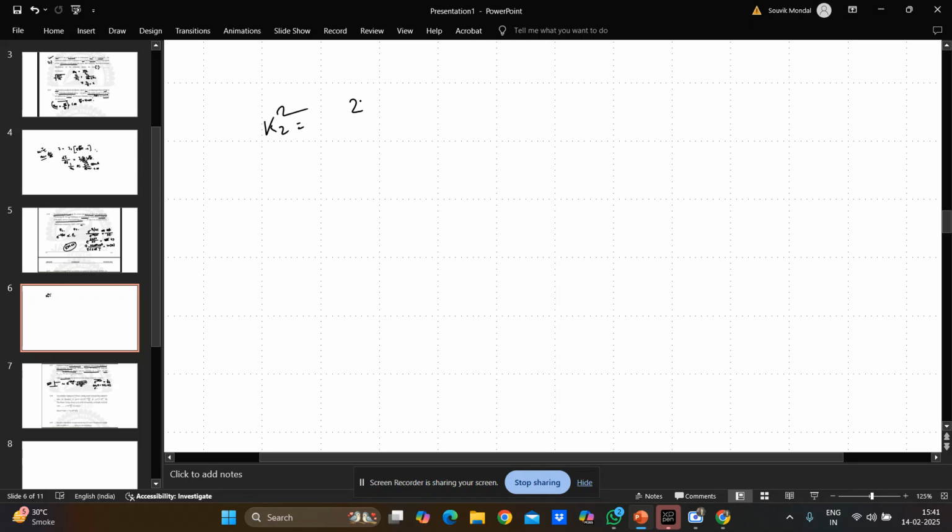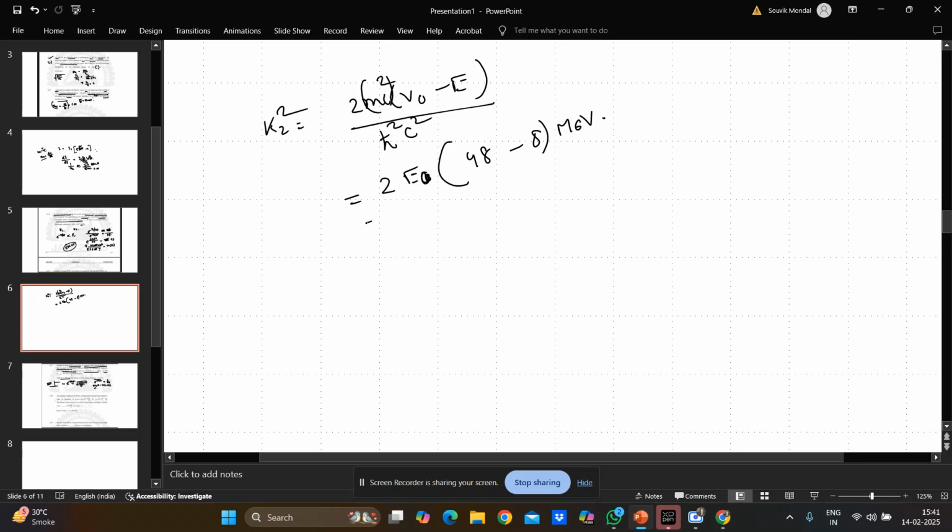K2 square, let's say. So we can relate it, again take the root at the end, h cut square. So multiply a c square here. Okay, so this is the rest mass energy of the neutron, 2 mc square. So let me write it as E naught. V naught is 48 MeV and E is 8 MeV. So 48 minus 8, in terms of MeV, and h cut c whole square.